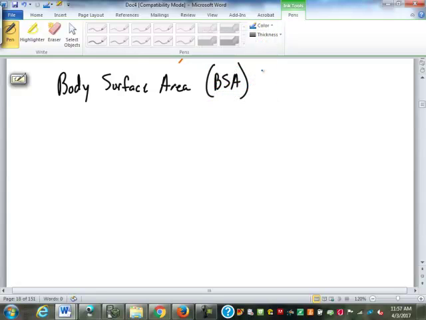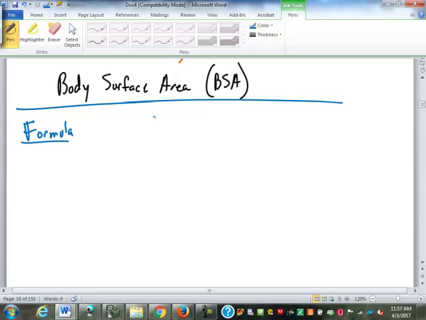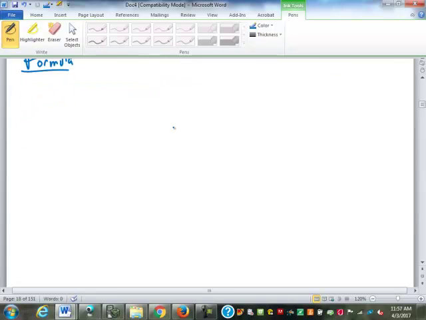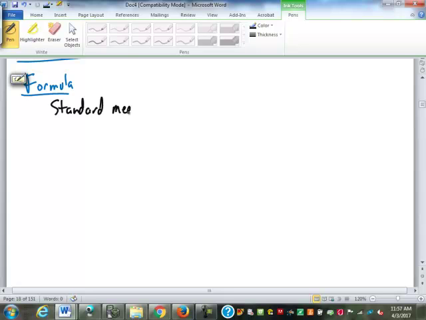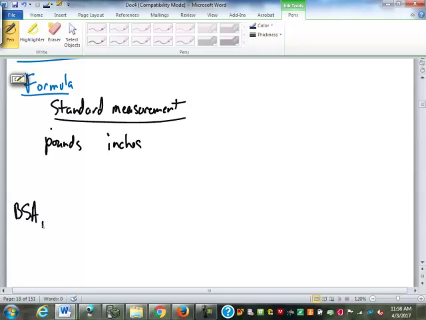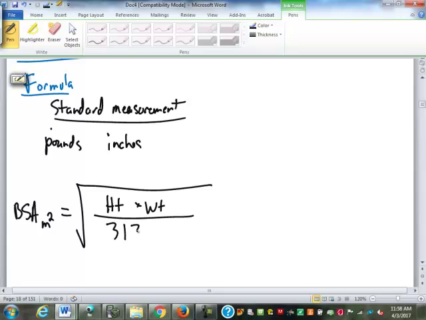The formula method is probably the best method of doing it, which is an estimate, again, based on assuming your standard proportions of a human being. If somebody had missing limbs or something like that, this formula would obviously be incorrect. But if we start out with standard measure, in other words, our weight is in pounds and our height is in inches, the body surface area in meters squared is found by taking the height in inches times the weight in pounds and dividing by 3,131.